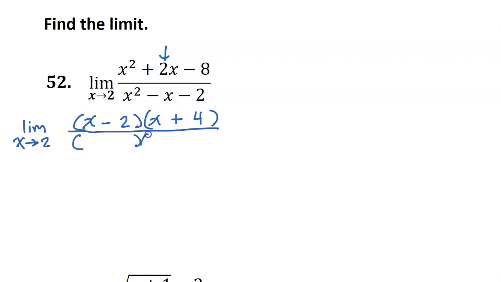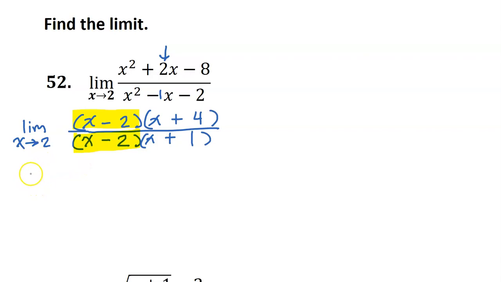Let's also factor the denominator. X squared, again, factors as x times x. 2 will factor as 2 times 1. To get a middle of negative 1, we need a negative 2 and a positive 1. Notice that we have this common factor in the numerator and the denominator. This is something that happens very often. So we can cancel that out without changing the limit.